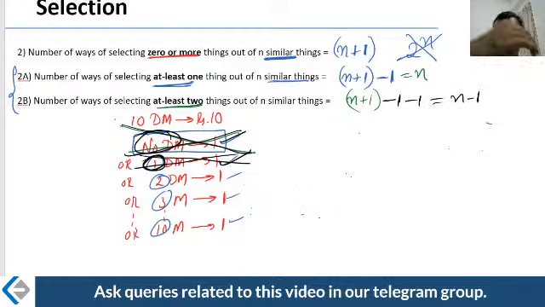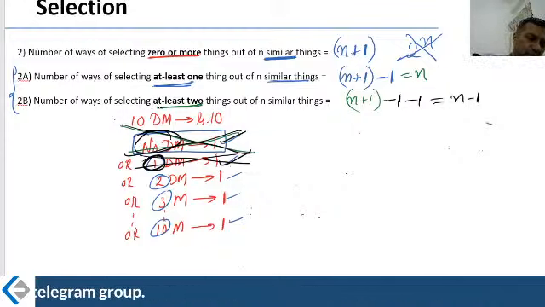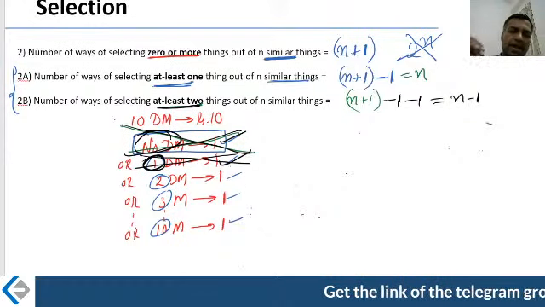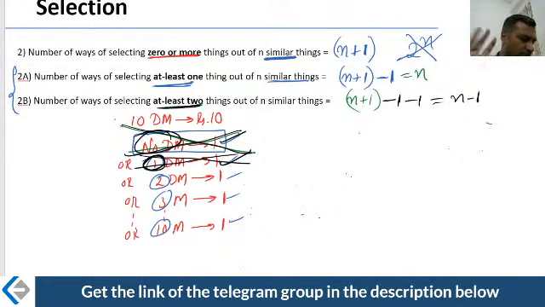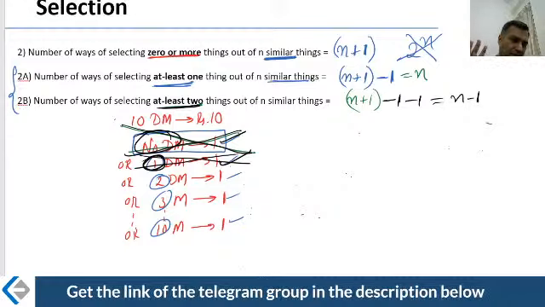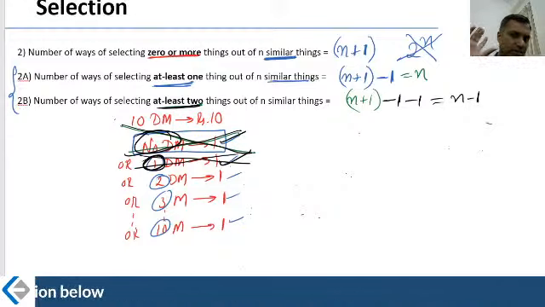Answer would have become n minus 1, and so on. You can do that. My point here is, whenever you get this "at least", do total minus something. I hope all of you got this basic part here. That's it, guys. That's the basics of selection.